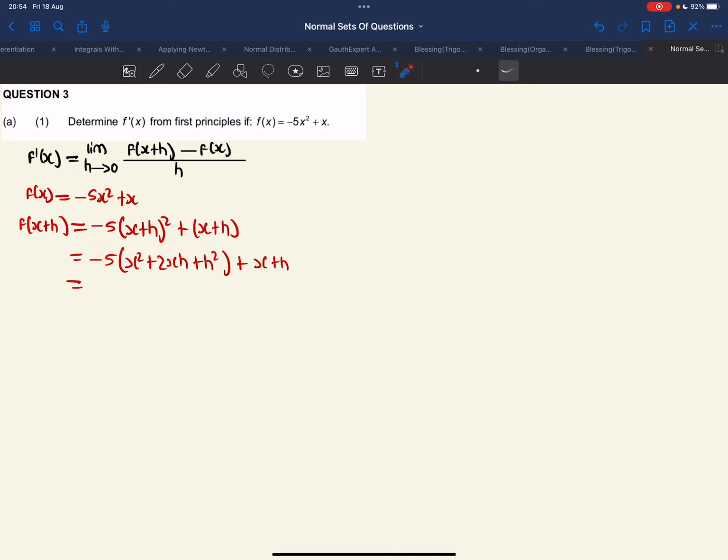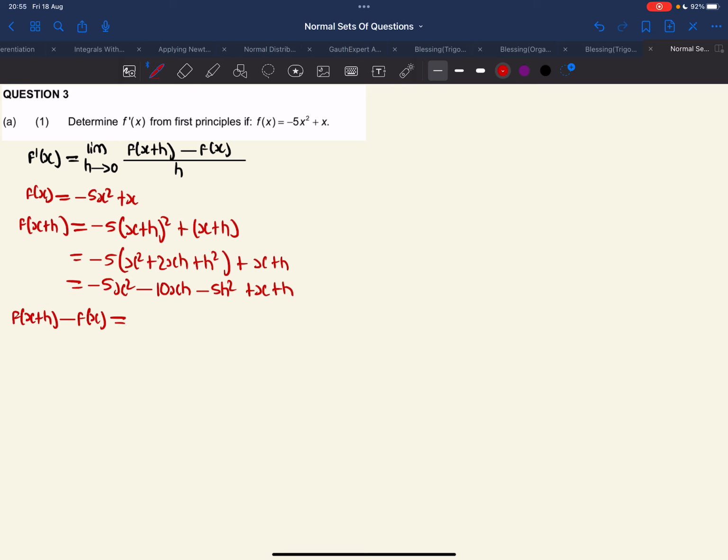Then we're going to multiply inside there with the negative 5 using the distributive law. Then we're going to get minus 5x squared minus 10xh minus 5h squared plus x plus h. All right, and that's the answer there. Then we can now do f of x plus h minus f of x.